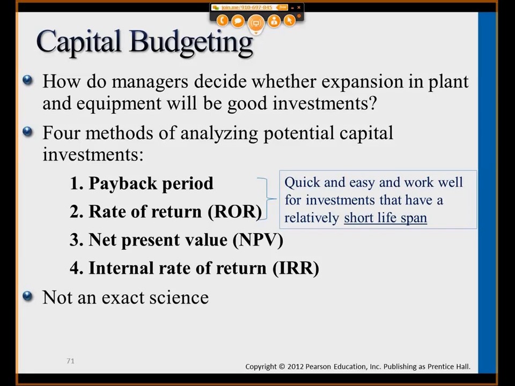Now, net present value and internal rate of return factor in the time value of money. So your rate of return is usually also called, I'm just going to note this if you don't remember, accounting rate of return. Okay? And all of these 4 are not quite an exact science, so it's still a manager's decision, right? It's all of the knowledge together.